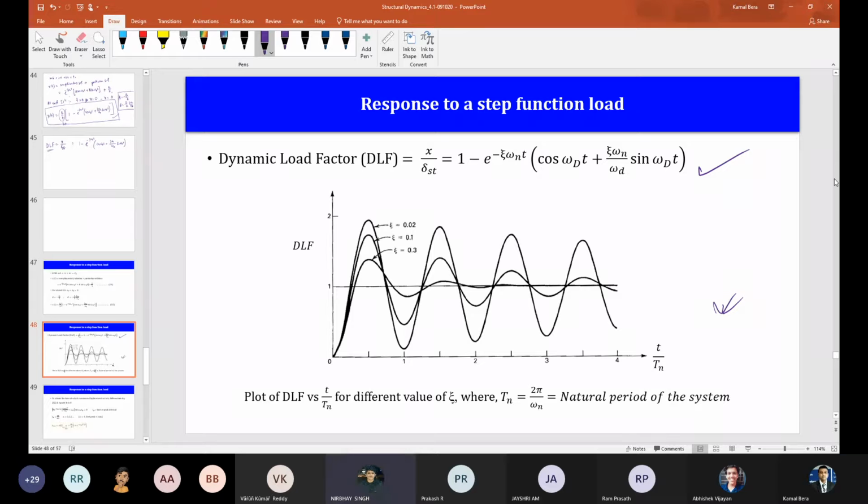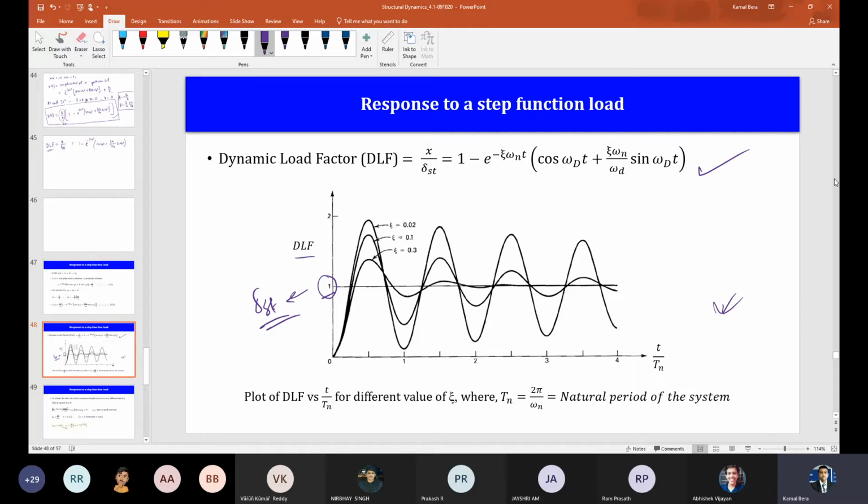In that the value was approaching 0, but in this it is approaching 1. Yeah, so the main thing is that it is oscillating about this new static equilibrium configuration. DLF 1 means what? That is delta st, right? So this is actually delta static. So the new one is V naught by k. So about this, it oscillates and then gradually dies down.